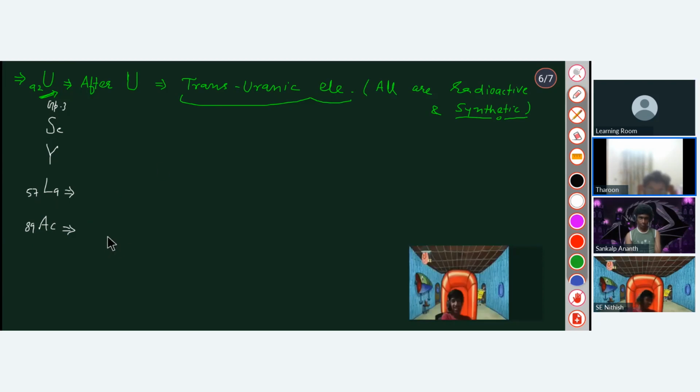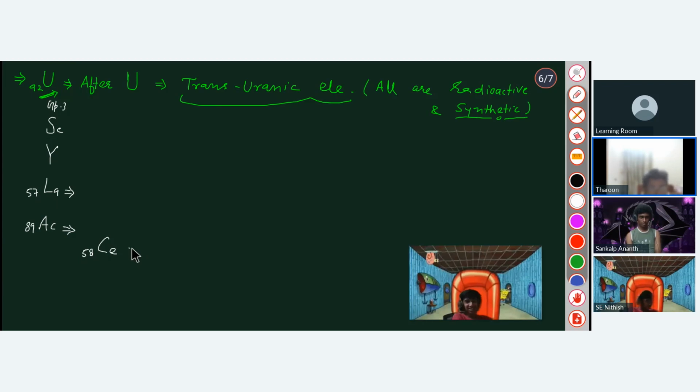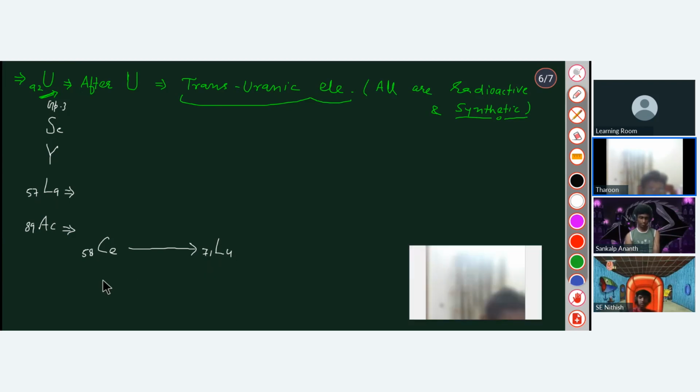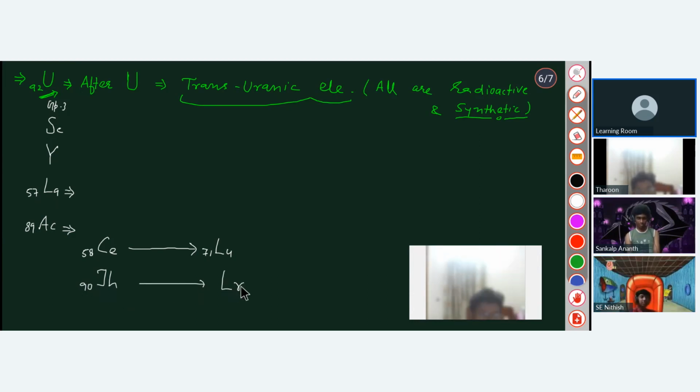Then we are having cerium, atomic number 58. That means it is after lanthanum. That's why they are known as lanthanides. And it ends at lutetium, atomic number 71. Then we are having thorium, atomic number 90, and then it ends at lawrencium, atomic number 103.